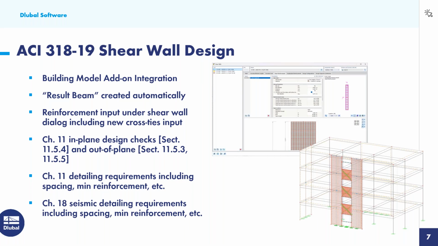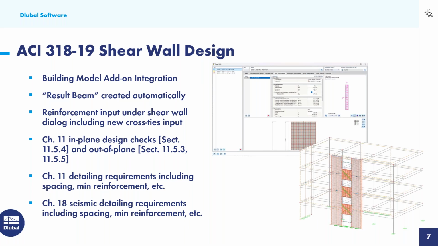So this does require the building model add-on integration in addition to the concrete design add-on. Essentially, we draw these shear walls with 2D surfaces within RFEM. When we define it as a shear wall, what's happening underneath the hood is that a result beam is going to be created. A result beam just simply sums up the internal forces across this 2D surface and presents it in a beam-type manner.